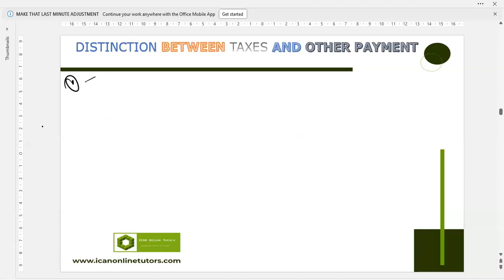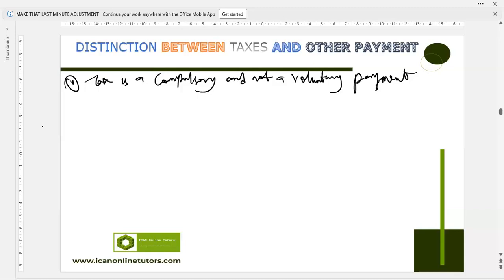So one of the distinctions is that tax is a compulsory payment, but not a voluntary payment. It is not in the form of donation or the likes. It is not a voluntary donation. It is a compulsory payment. So that's one distinction.